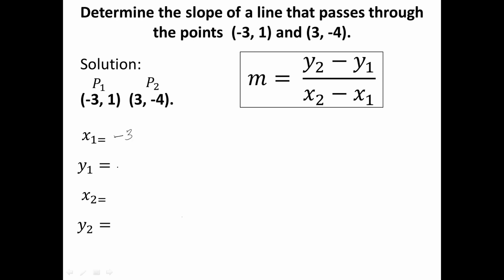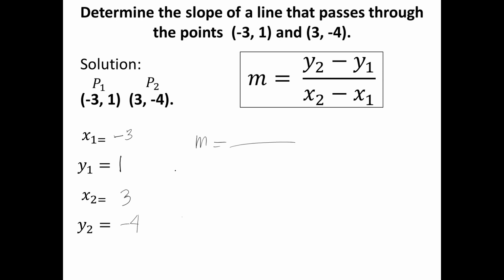And y sub 1 is the y coordinate, which is +1. And x sub 2, the point 2 x coordinate, is 3. And we have -4 as our y sub 2. Then after we identify the coordinates, we are going to substitute them into our formula. So we have m as the slope.